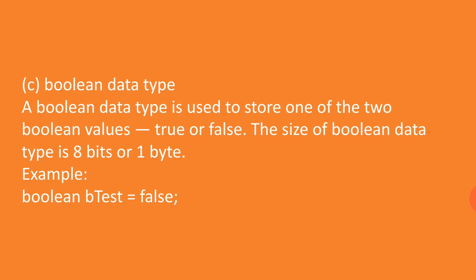Next is the boolean data type. It is used to store one of the two boolean values, true or false. The size of the boolean data type is 8 bits or 1 byte. Example: boolean btest = false. So this is a very unique data type, and its variable can have either true or false, and that too in small letters. No double quotes, no single quotes will be used with the boolean literal.